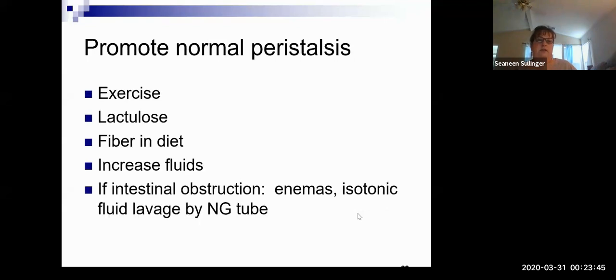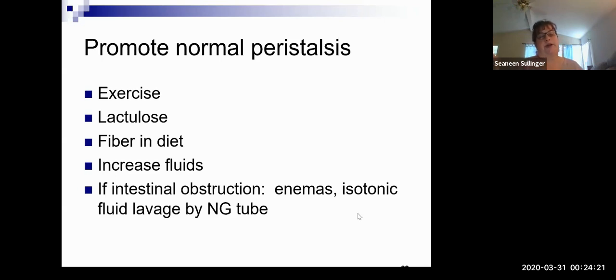And then if you're trying to have normal peristalsis and get things moving through the intestine, because everything sort of slows down because the enzymes aren't there to break everything up and get absorbed. So hopefully the patient can exercise. You can use lactulose or fiber or increase fluids to kind of get things moving through the intestine. If there is an intestinal obstruction, hopefully an enema might be helpful. You could also do lavage by the NG tube.